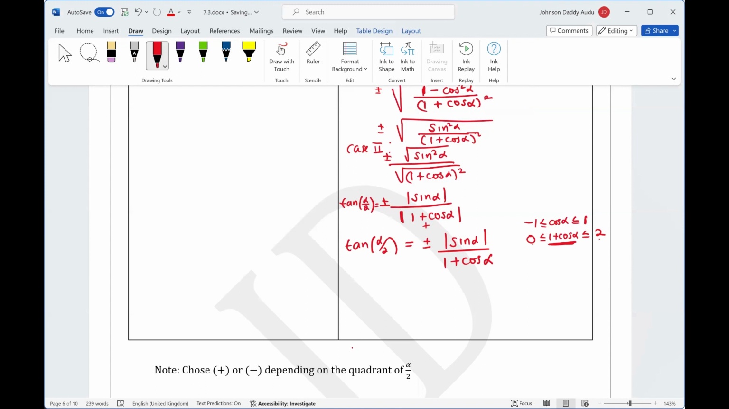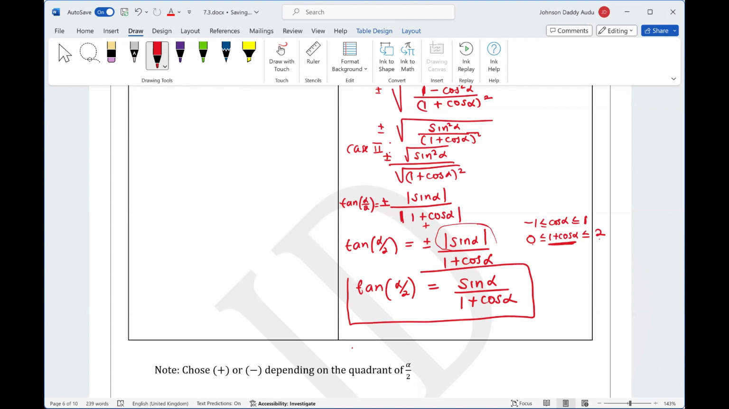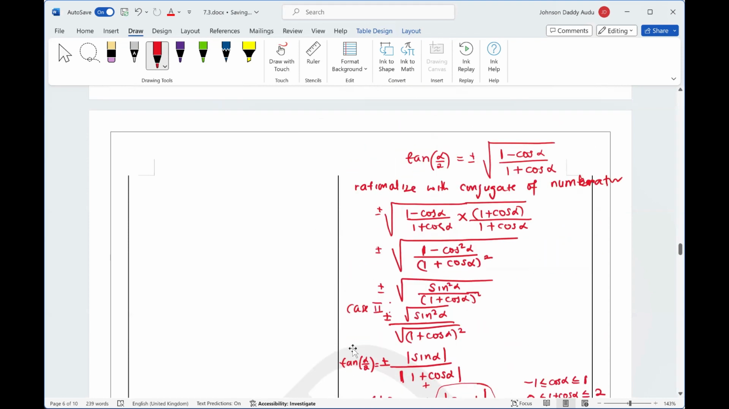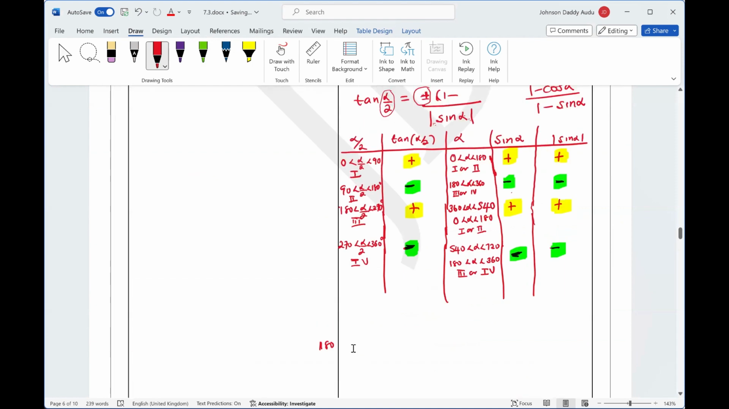But to remove the absolute value for sine, you have to do the same analysis as we did above, because it's going to have the same sign depending on where alpha over 2 is. So we can remove all the absolute values. They are going to have the same sign. So this is just going to be sine alpha over 1 plus cosine alpha. So this is the second formula. Right, so we have two formulas for the half angle formula for tan. It's either you use this or the earlier one.